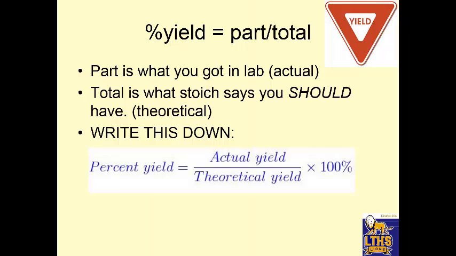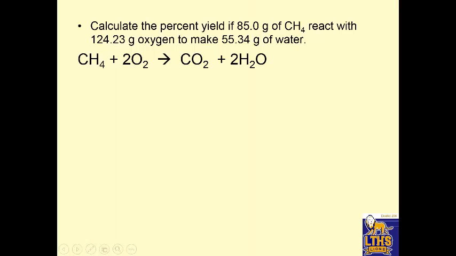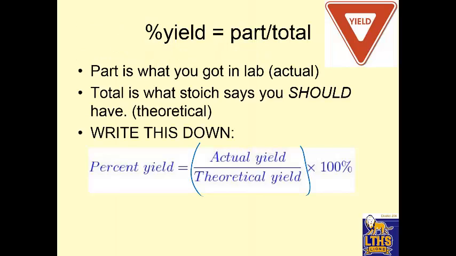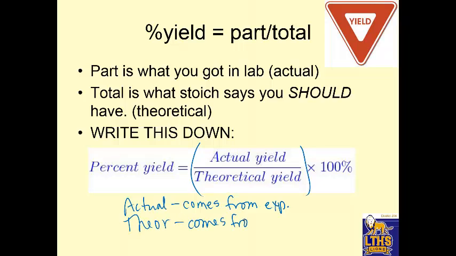So here it is. Write this down. Percent yield is actual yield divided by theoretical yield. You multiply all of that times 100 to make it a percent. So let's just say actual comes from experiment. And theoretical comes from stoichiometry. And it's the stoichiometry of the limiting reactant.